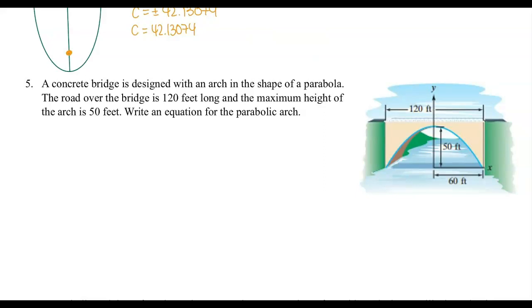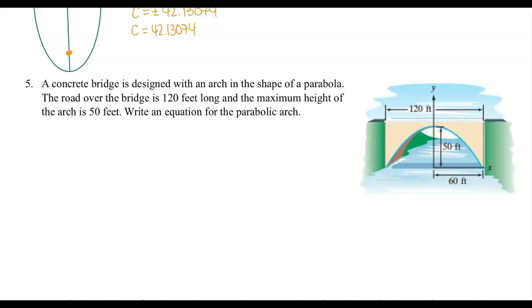A concrete bridge is designed with an arc or arch, however you want to say it, in the shape of a parabola. The road over the bridge is 120 feet long and the maximum height of the arc is 50 feet. Write the equation of the parabolic arc. So in the image, you have this arc right here that's creating that curve, and you know that it's having a maximum height of 50 feet.